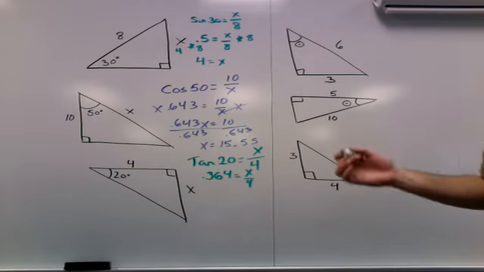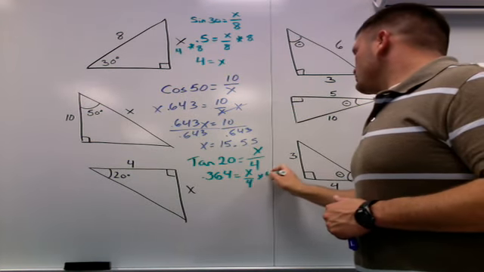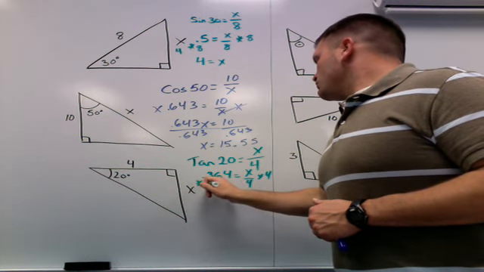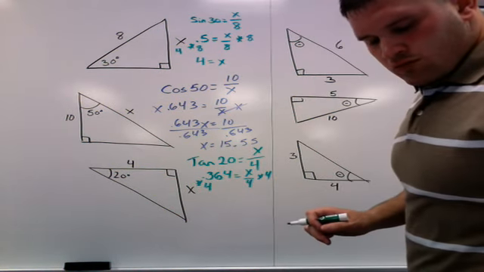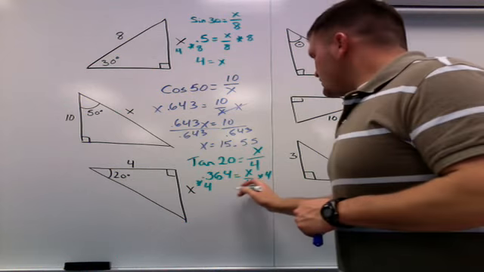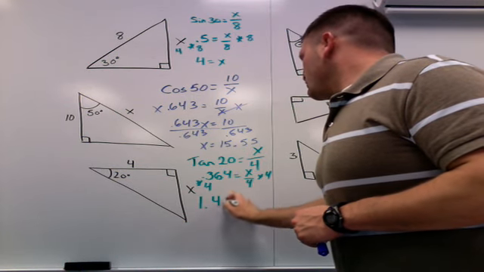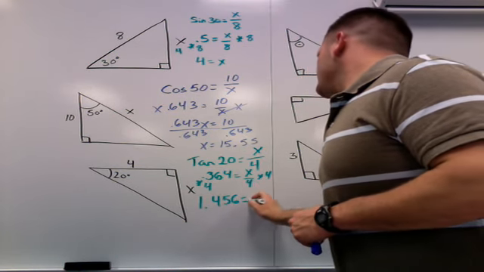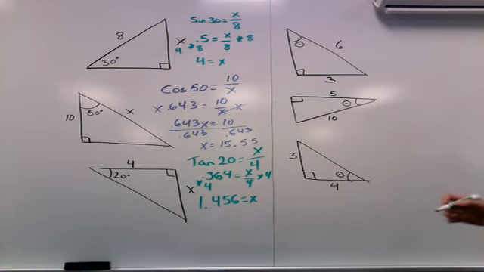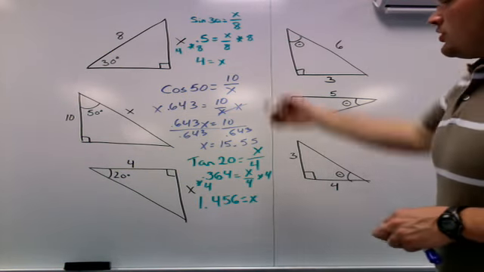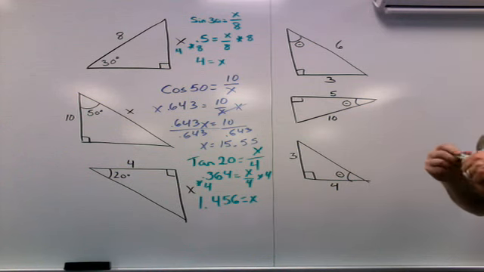So now to solve, we multiply both sides by 4. And we get 1.456 equals x. That's kind of a cool coincidence. So in all those ones, we solve for our side length x.